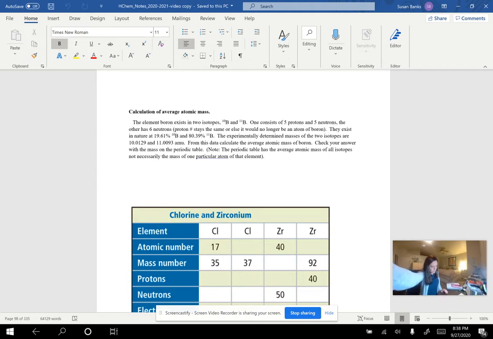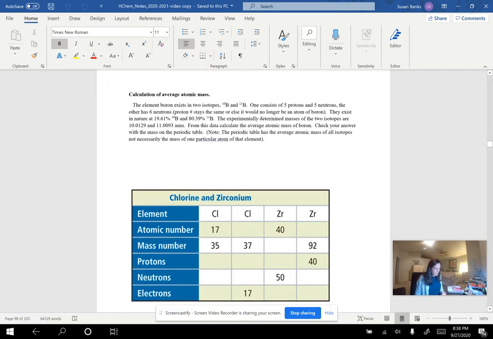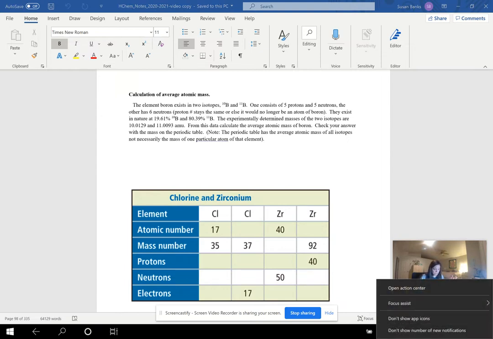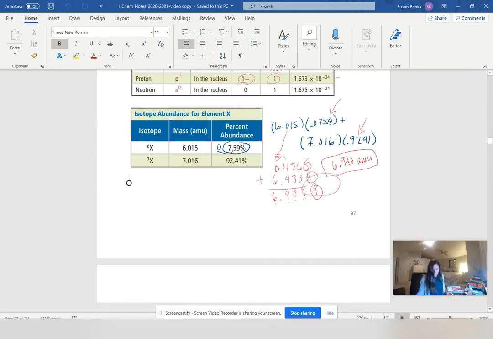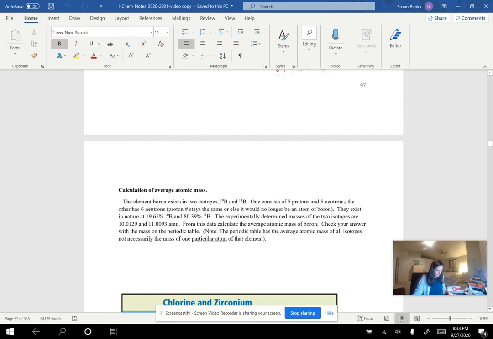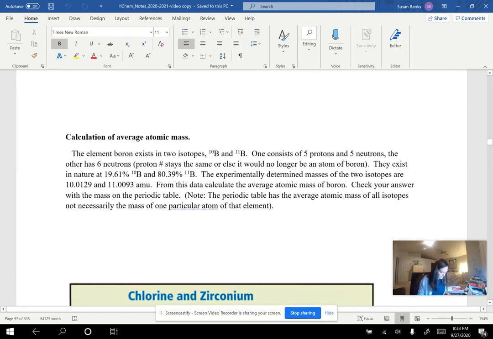All right, so when we left off last time, we were talking about isotopes, and we're going to talk about some isotopes some more. We're going to do some more practice on calculating the average atomic mass, and then we're also going to do some practice of calculating mass number, proton number, electrons, and neutrons as well. Okay, so let's do this calculation of average mass. Here we go.